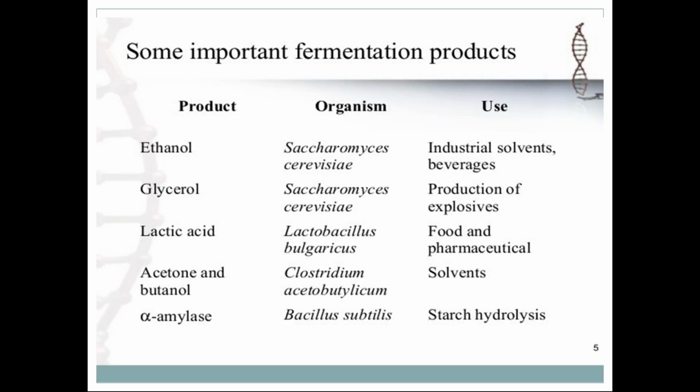Used in the production of explosives. Then lactic acid, organism Lactobacillus bulgaricus, used in food and pharmaceuticals. Acetone and butanol, Clostridium acetobutylicum, used as solvents. Alpha amylase, Bacillus subtilis, for starch hydrolysis. Now you have to note down these organisms used for each product; I can wait for some time.